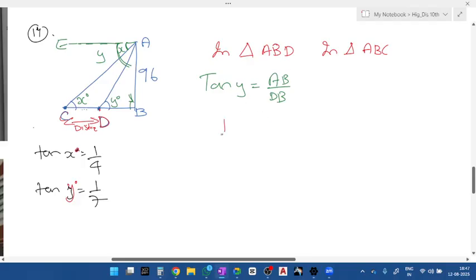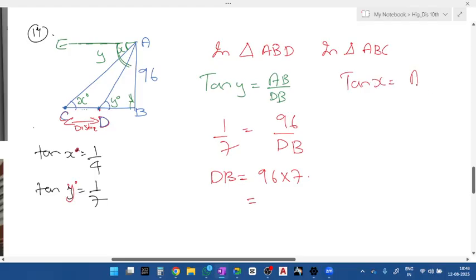Okay, tan Y is equal to 1 by 7. That is equal to AB, 96, divided by DB. Tell me, what will be the value of DB? 96 into 7. Next, tell me for triangle ABC, students, what we have to consider.